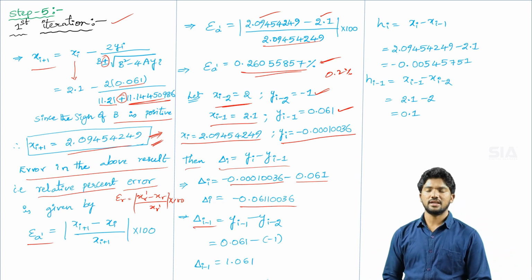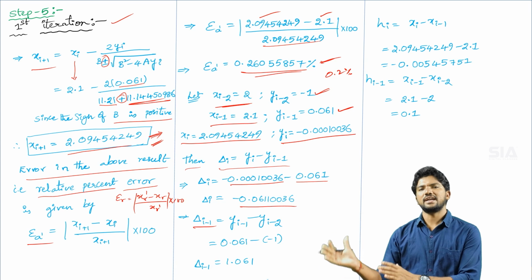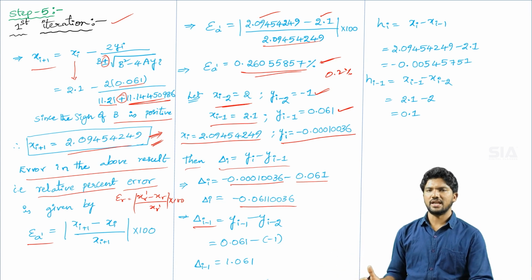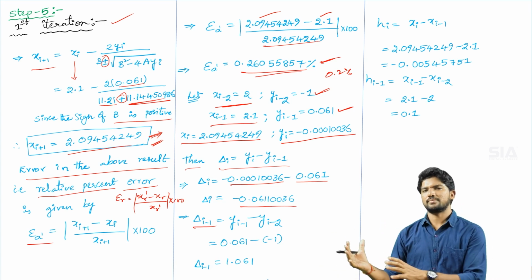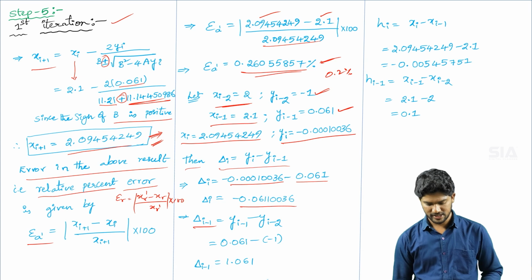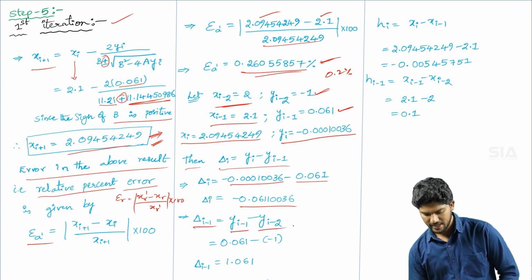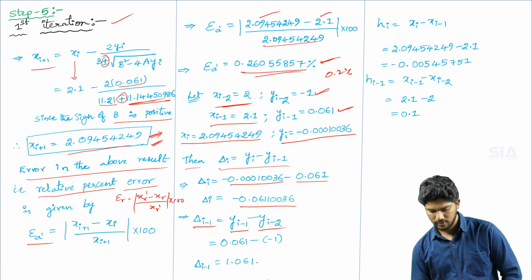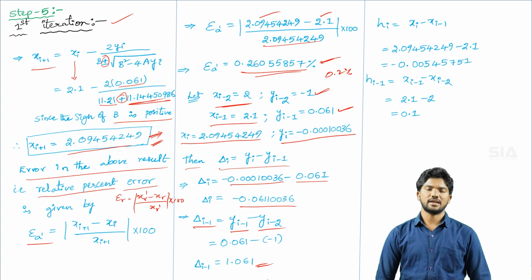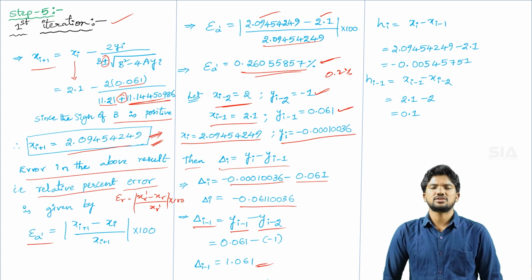Why are we taking these values? It leads to the second iteration. These values all lead to the capital A value in the second iteration. So therefore, y suffix i minus 1 minus y suffix i minus 2. If you simplify that, delta suffix i minus 1 is equal to 1.061.